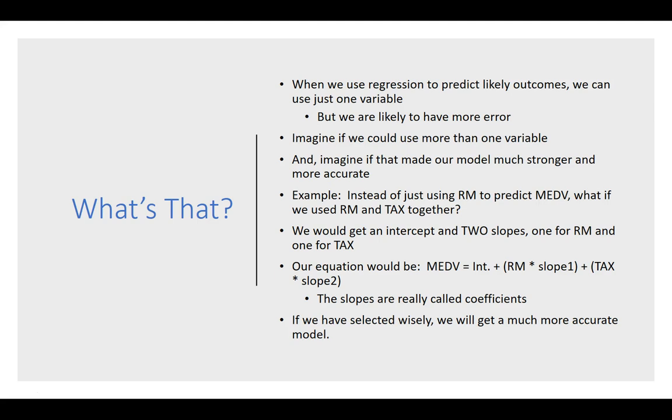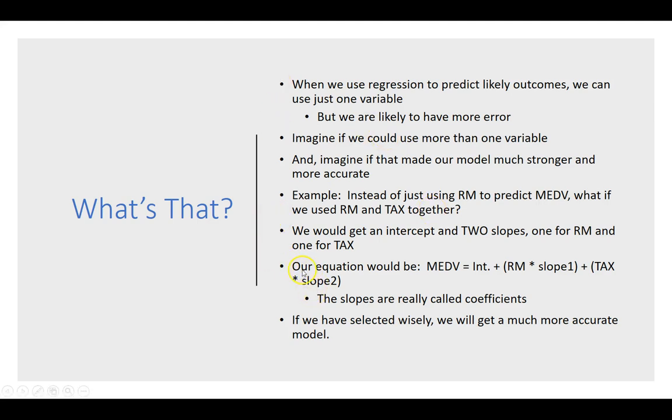So instead of using just RM to predict median value, what if we used RM and tax together? Between the two of them, they were able to come up with a much, much better prediction. And the way that they do that is that when we put it into our LM model, we're still going to get just one intercept, just like we did before. But this time we're going to get 2 slopes because we have 2 independent variables. And those 2 slopes, each one will be specific to the variables that we selected, and when we build our equation, we will use those slopes to finish out our equation.